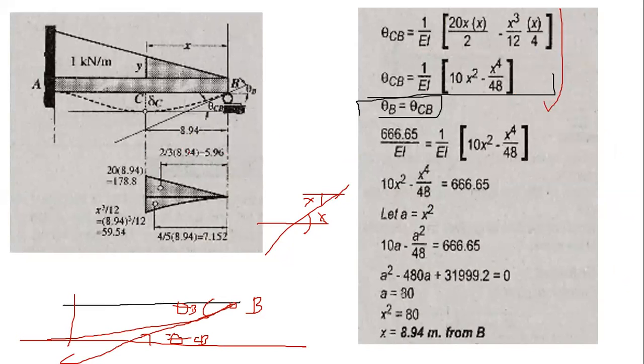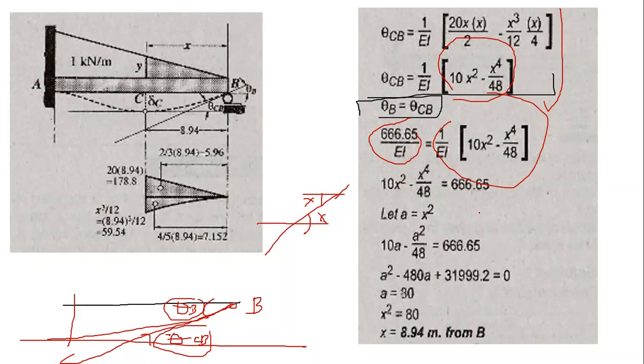Ito yan, ito yan yung location na X. So if we equate angle B and angle CB, kasi nga sinasabi natin na this angle is equal to angle CB, so we can equate that one. Earlier, we calculated angle B as 666.65. Then angle CB with this equation, ito na yan. Then when we equate the two values, you can come up with this equation with respect to X.